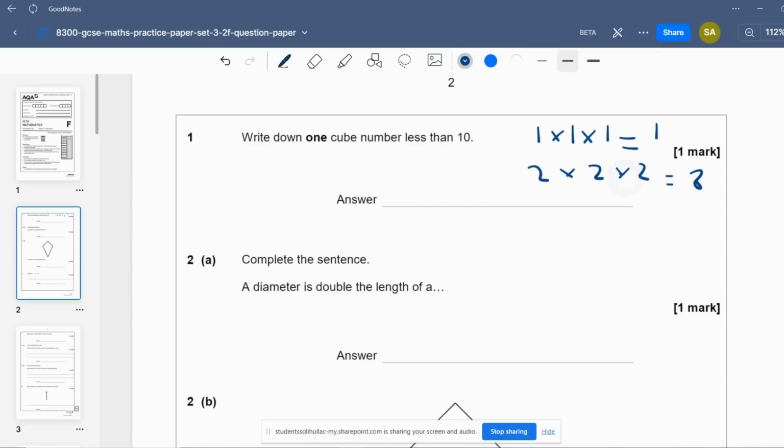All right, so the first 5 cube numbers on the number line are 1, 8, then you have 27, 64, and 125. So the number which is less than 10, you can either put 1 or 8. Both answers are correct.